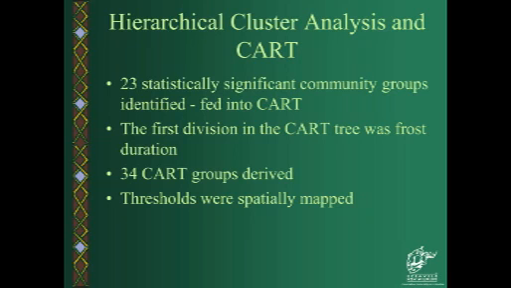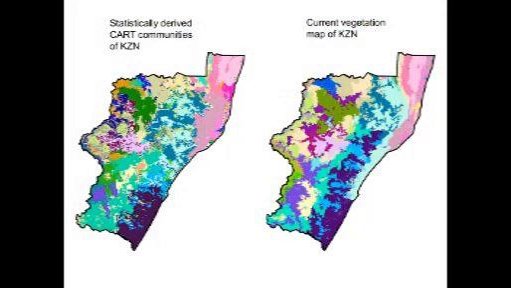So the map on the left is my statistically derived CART communities, and the map on the right is our current vegetation map of KZN. What I did was take the 56 vegetation types in the province and downscale them to match the 34 groups identified in CART. Then I color-coded them so that we could compare them. You can see that, broadly speaking, there's quite a strong correlation between the two maps, although there are some discrepancies between the two products.